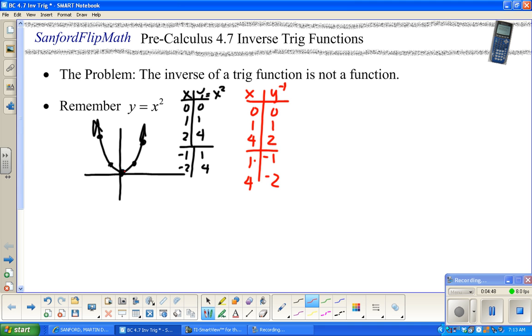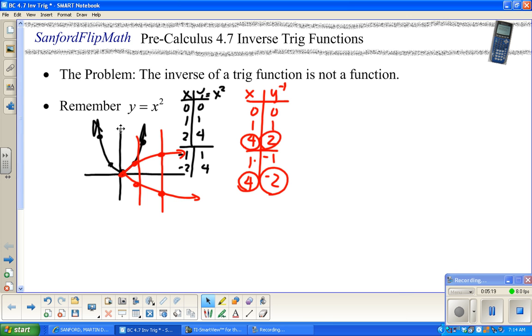Okay, so here's (0, 0), (1, 1), (4, 2), (1, -1), and (4, -2), and there it is. Now this, like sine and its, quote, inverse, it's not a function either. In other words, this x value 4 has two different y values, not a function. It does not pass the vertical line test. If I pass a vertical line through, it catches in more than one spot.